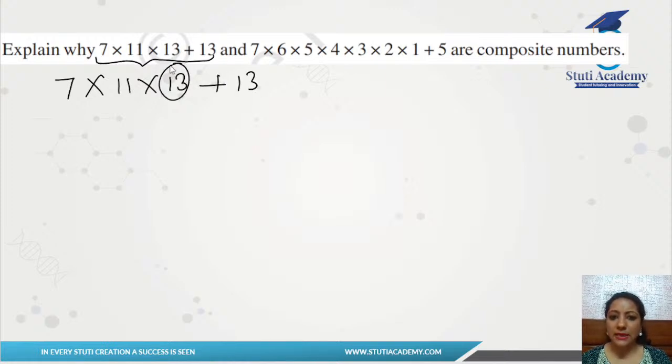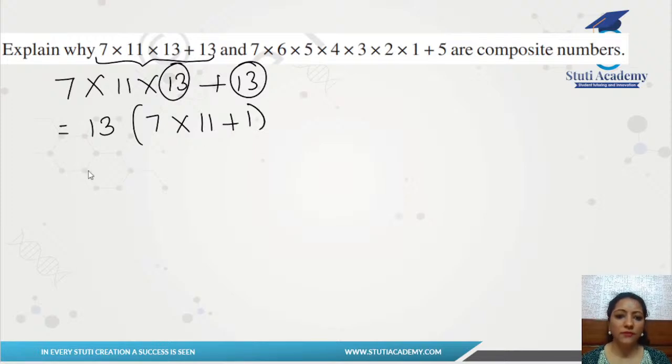Now, can I say that 13 is common here? Yes, it is. 13 we can take common, and then we'll have 7 into 11 plus 1. If you want, you can write this as 7 into 11, that's 77, plus 1, you will get 78. So whatever the number is, you don't need to multiply 13 and 78. That's not required. Just by looking at this, you can say 13 is a factor of this number.